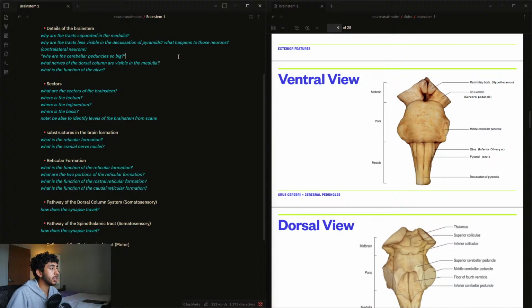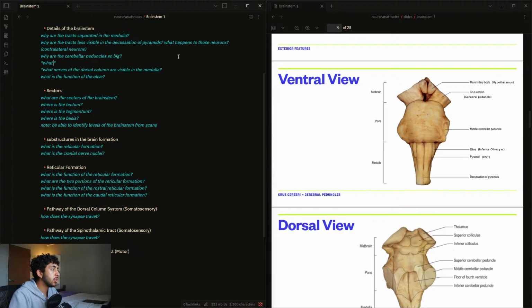So then I'll do that here. What is another name for the cerebral peduncles? What happens to those neurons, contralateral neurons? I just mentioned that. Why are they separated? One of the names of the cerebral peduncles, another name is the crus cerebri.